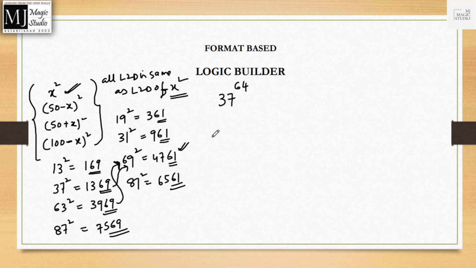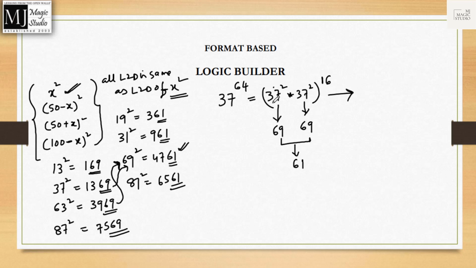69 squared is 61. So can I write this as 37 squared into 37 squared, raised to the power 4, and then it would be overall raised to the power 16? 37 squared ends with 69 in the last two digits, and then 69 squared will end with 61. That means the last two digits of 37 squared into 37 squared is 61. So the last two digits of the entire expression are 61 to the power 16.